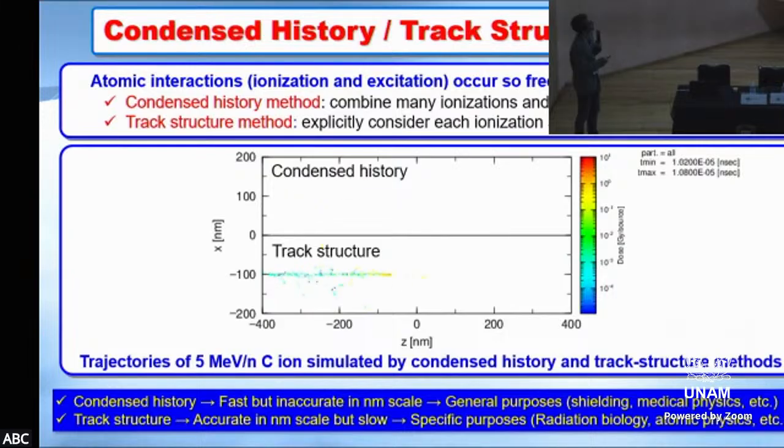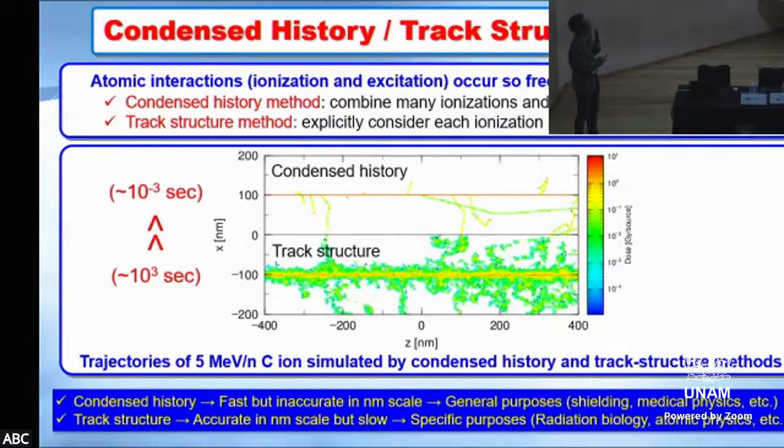This animation is a trajectory of a 5 MeV carbon ion simulated by the condensed history and track structure methods. And as you see, the actual track structure around the trajectory is very complicated. But if you use the condensed history method, you cannot reproduce this kind of structure. But the computational time is completely different, roughly 10 to the 6th order of difference. If I draw this animation, it takes roughly 1,000 seconds just for one history of the simulation.